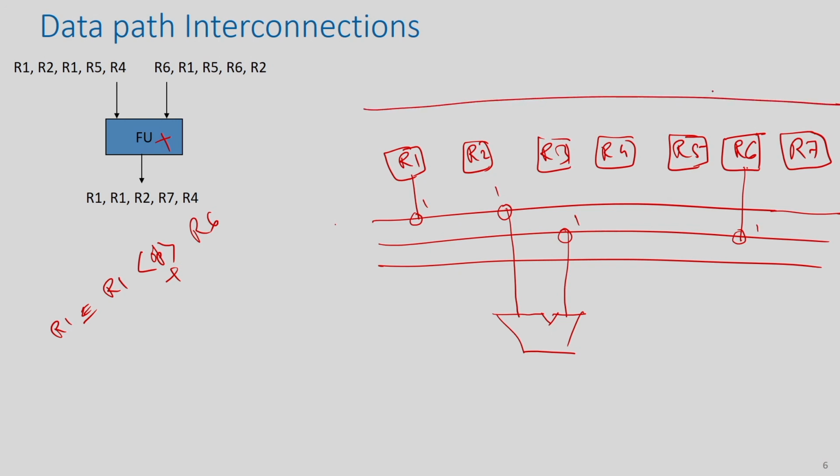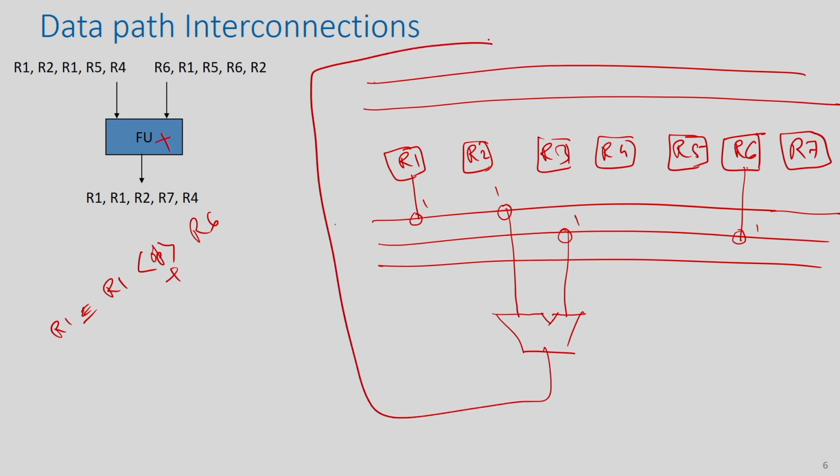Suppose there are 2 buses here as well, and this FU is connected here, and the output should go to R1. So, what is going to happen? This must be connected to one of the buses, and from there there will be a connection here, and if you put 1 and 1 here, then in this time step R1 equal to R1 plus R6 is going to happen, and in the next time step the operation is R2 equal to R2 plus R1, right.